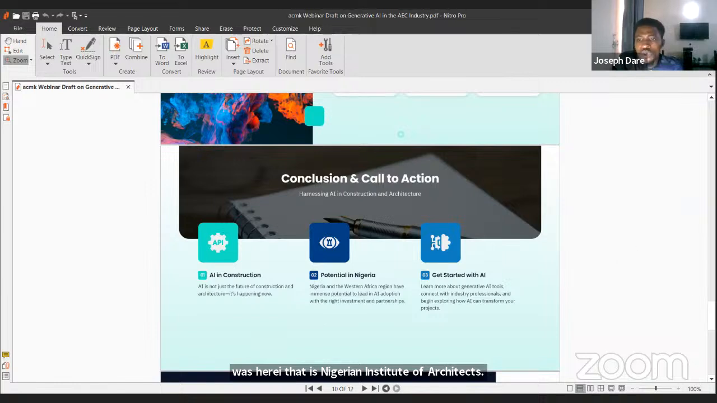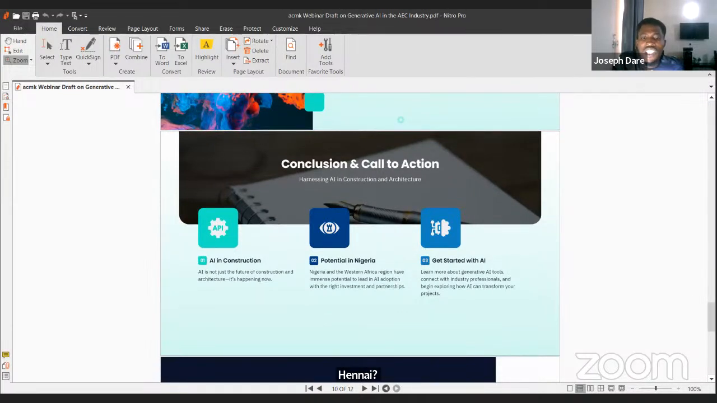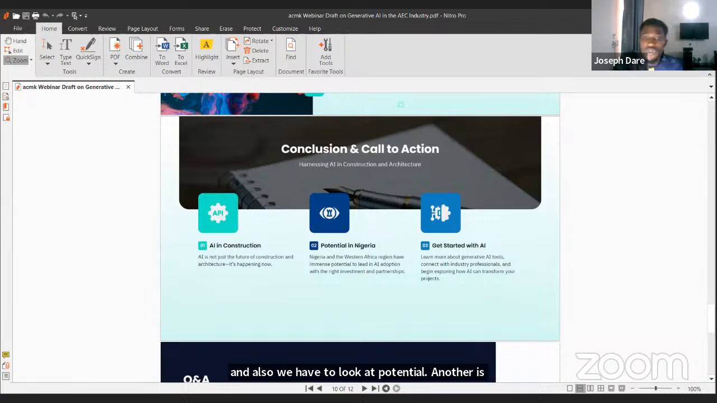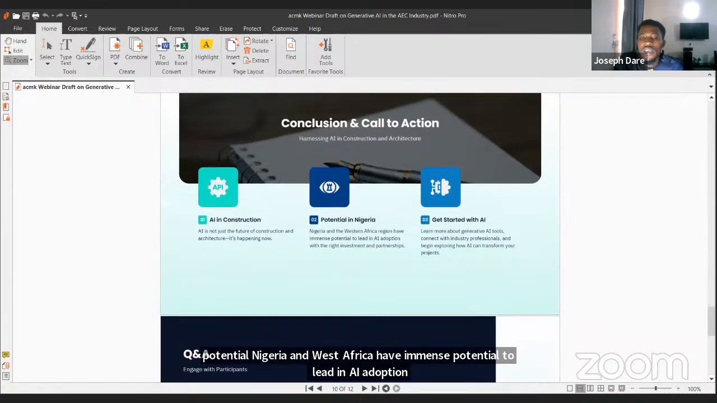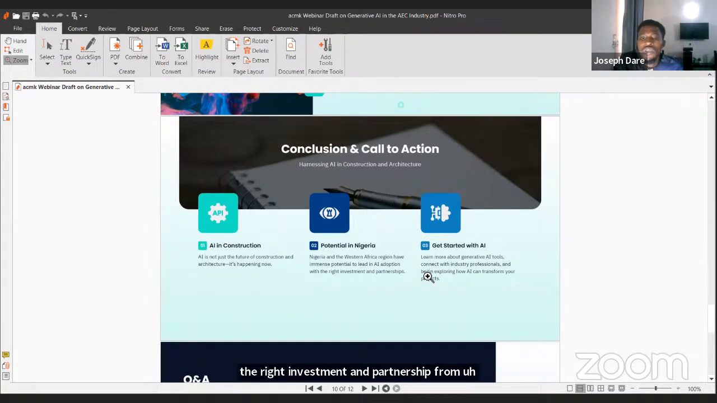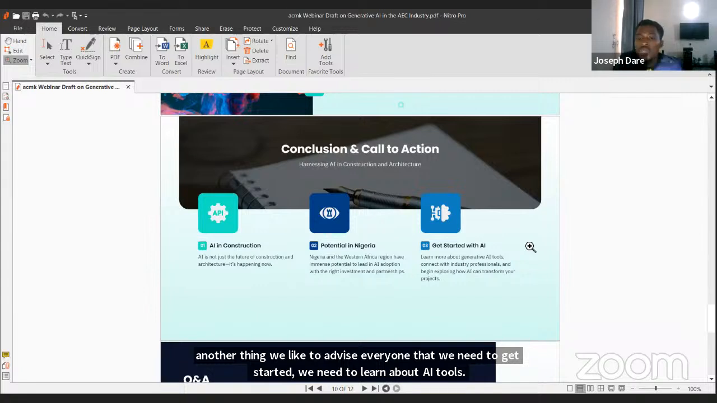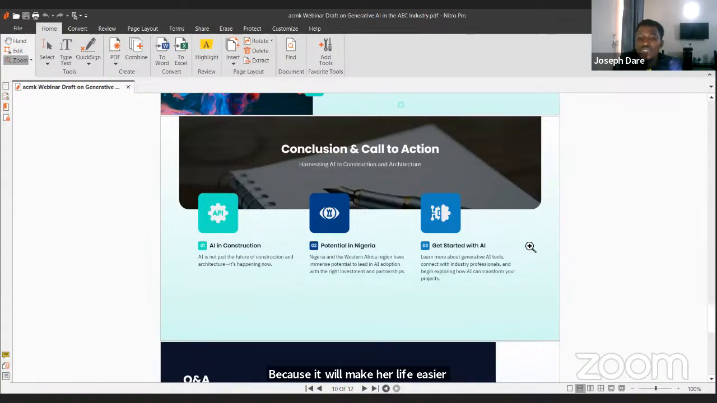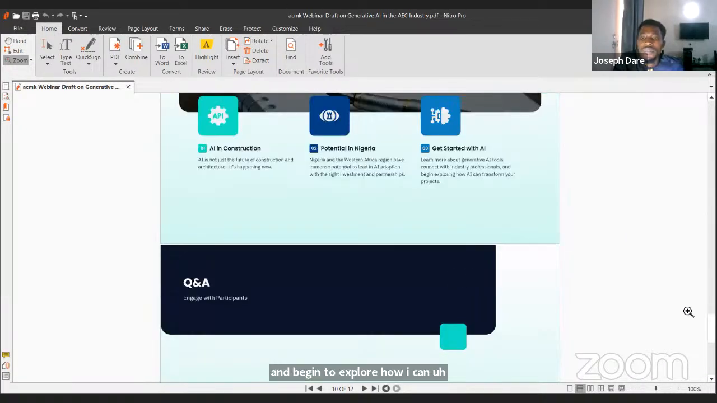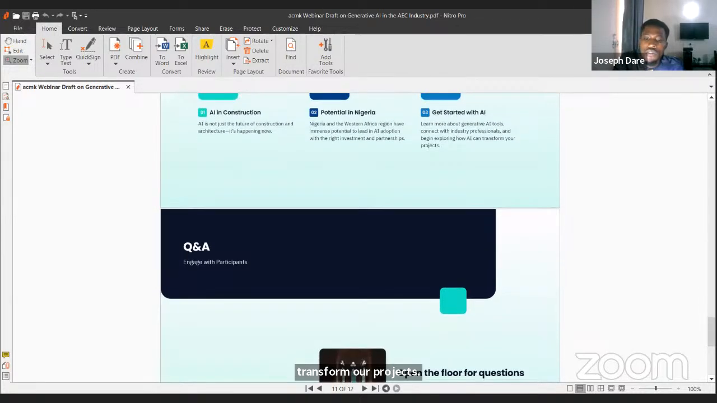And also, we have to look at potential. Nigeria and West Africa have immense potential to lead in AI adoption with the right investment and partnership from software companies. Another thing we'd like to advise everyone is that we need to get started. We need to learn about AI tools because it will make our life easier. We need to also connect with industry professionals that are versatile in the use of AI and begin to explore how AI can transform our projects. Thank you, Patrick. Thank you, everyone, for listening.